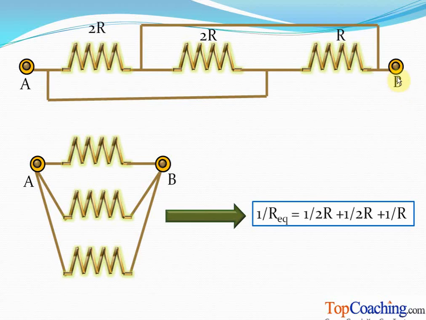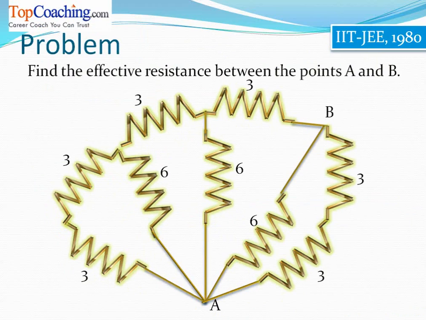Therefore, we can say that 1 by R equivalent is 1 by 2R plus 1 by 2R plus 1 by R. And when we simplify this expression, we get the final value of R equivalent as R by 2. So that is the answer to this simple IIT JEE problem. As you can see, this IIT JEE problem simply twisted the concept of parallel resistances to test your concepts about parallel resistances. Here's another IIT JEE problem.